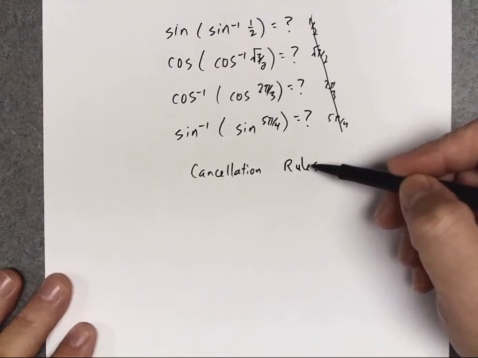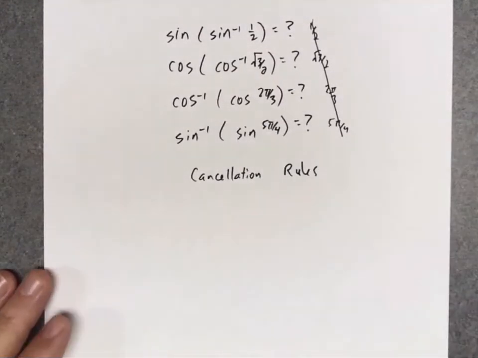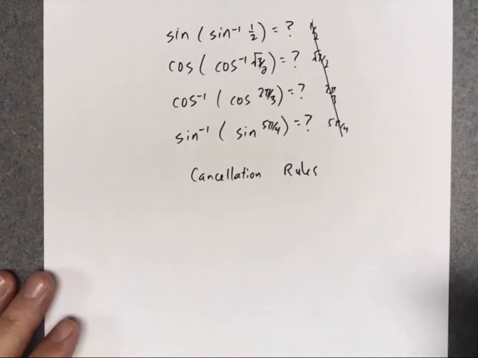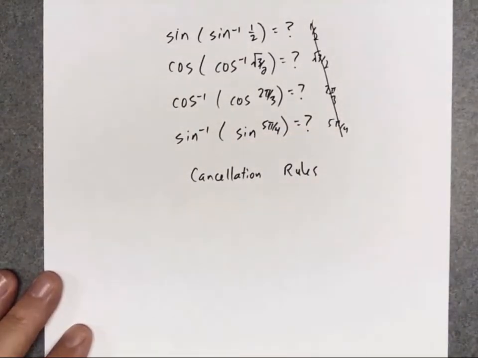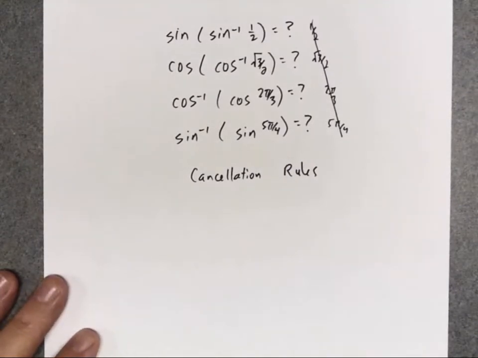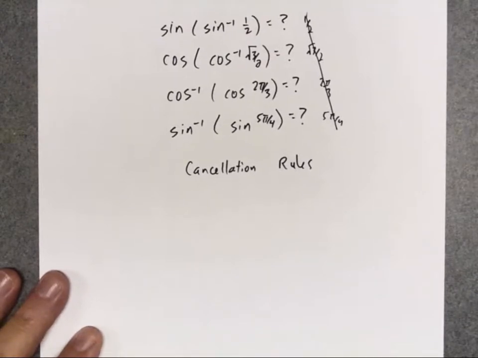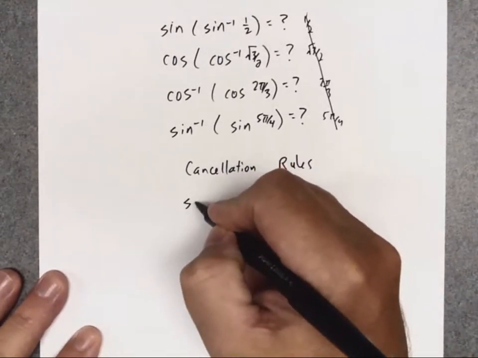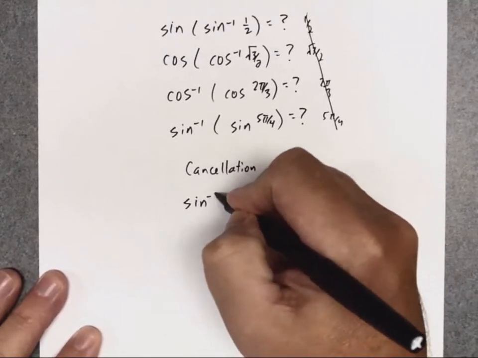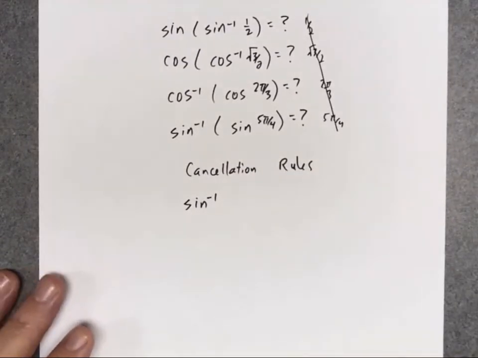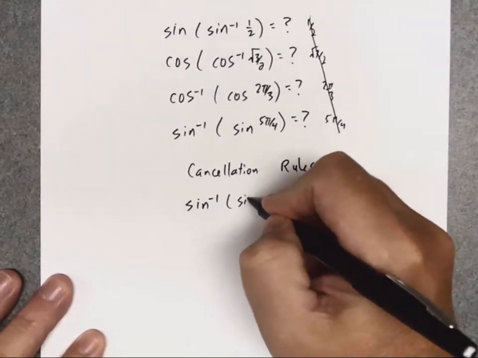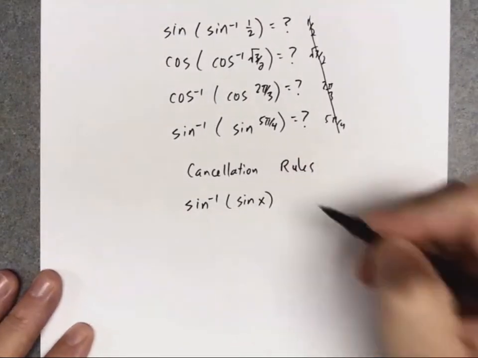So there are times when life is good and the trig functions do cancel out. But sometimes you'll have a problem where they don't cancel out. So the key for us is to understand when the trig and inverse trig functions cancel and when they do not. So let me write down the rules for the sine first, and then do some examples. So let's do where we take the inverse sine function first. So we put an x in here.